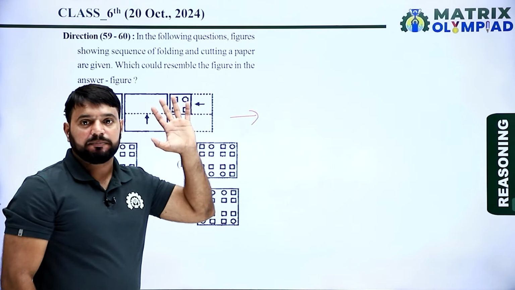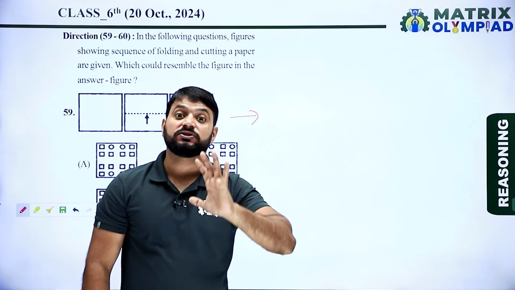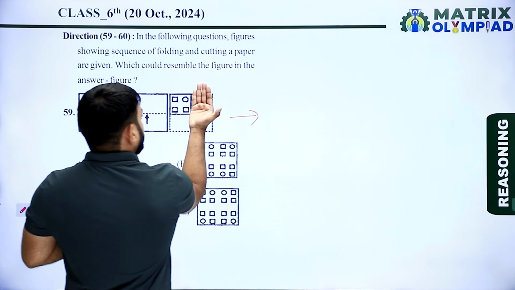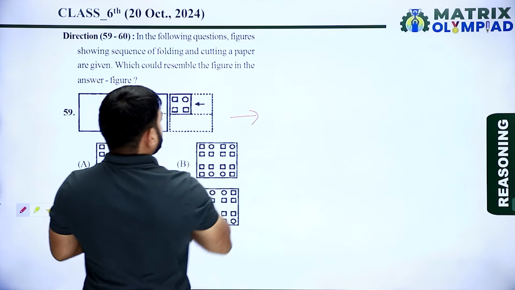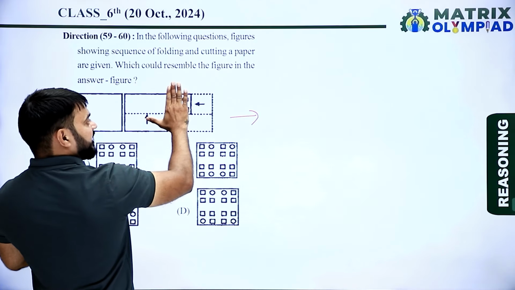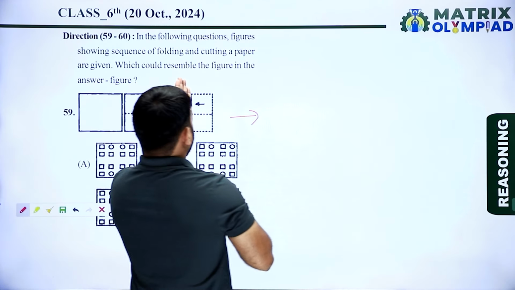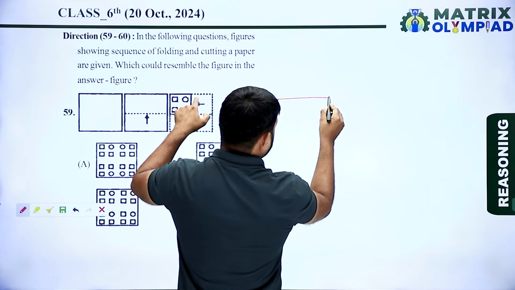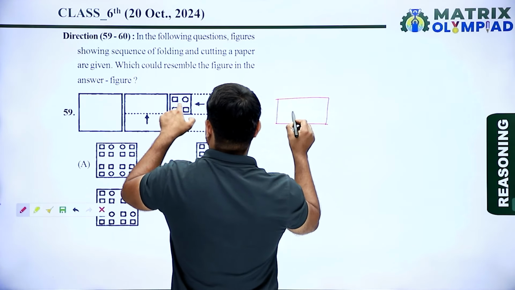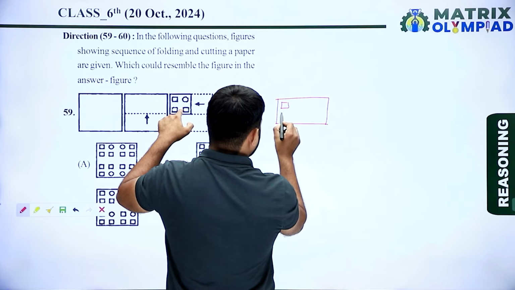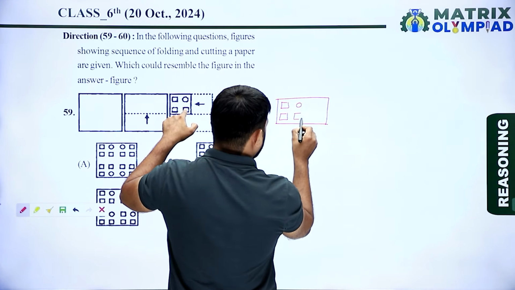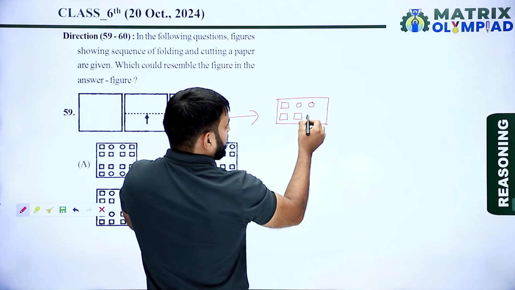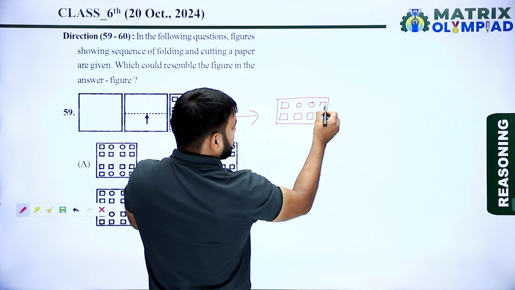So now unfold the paper in the same sequence as when it was folded and find the mirror image in each case. So this paper will be unfolded in this direction because this paper has been folded in this direction. When we unfold this paper, we get an image like this, and the mirror image of this part will look something like this.